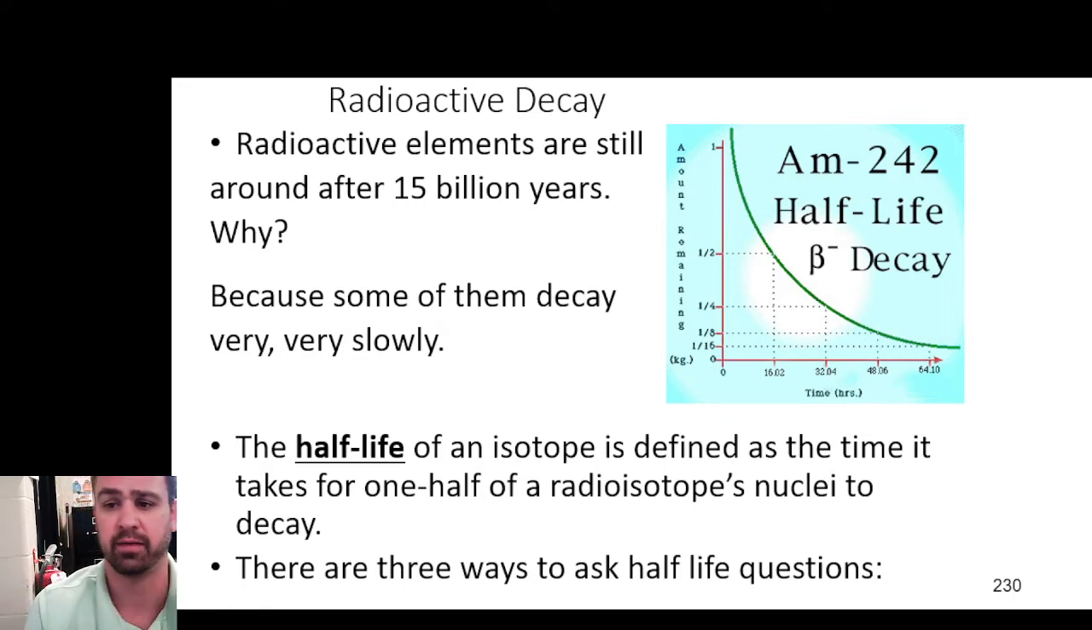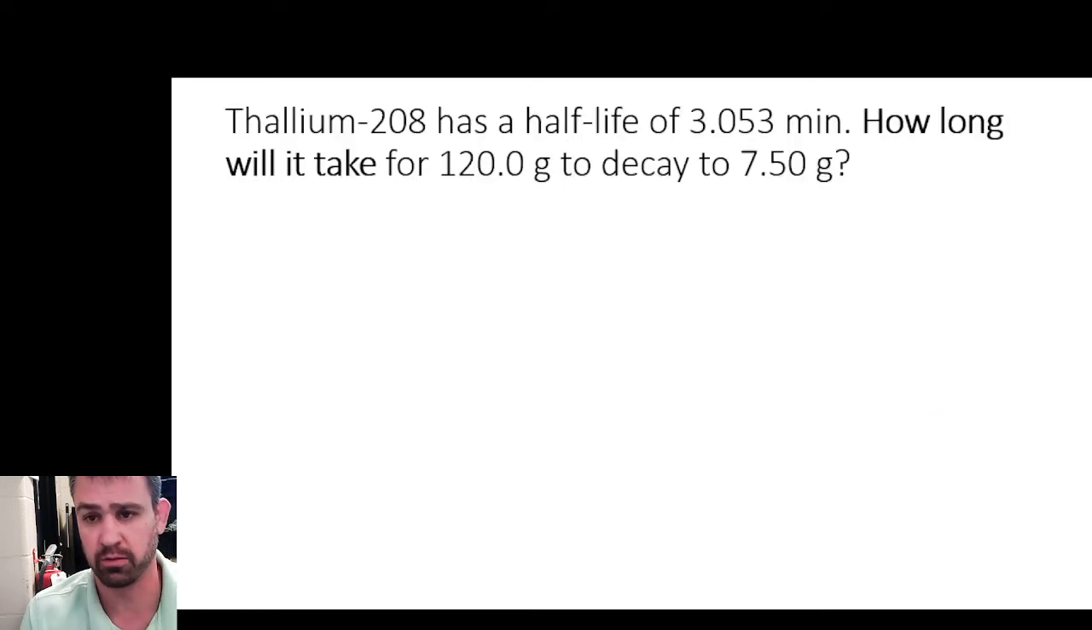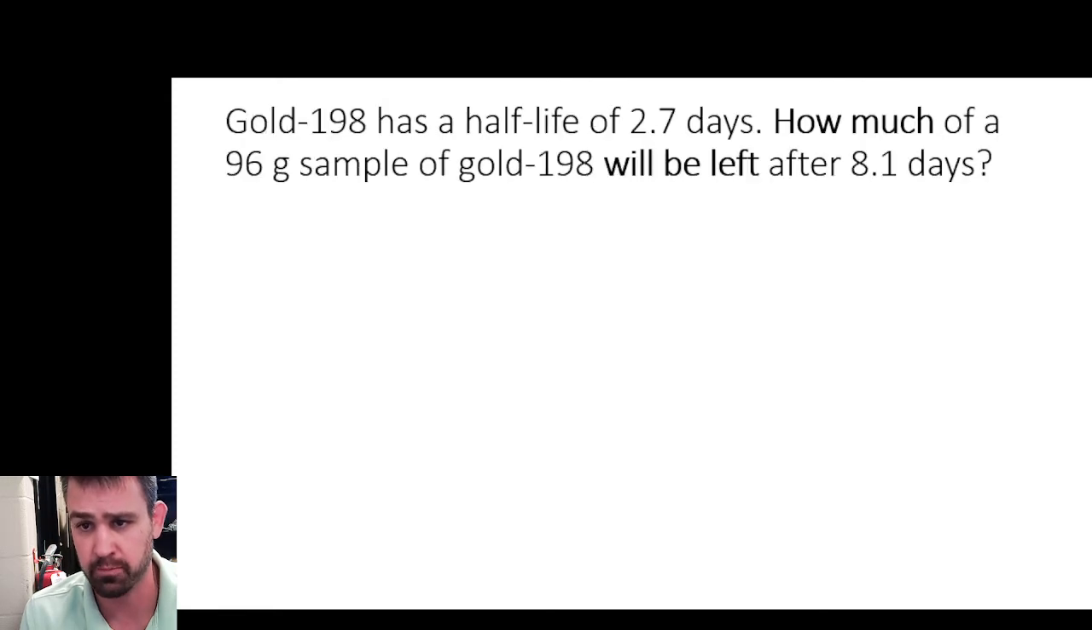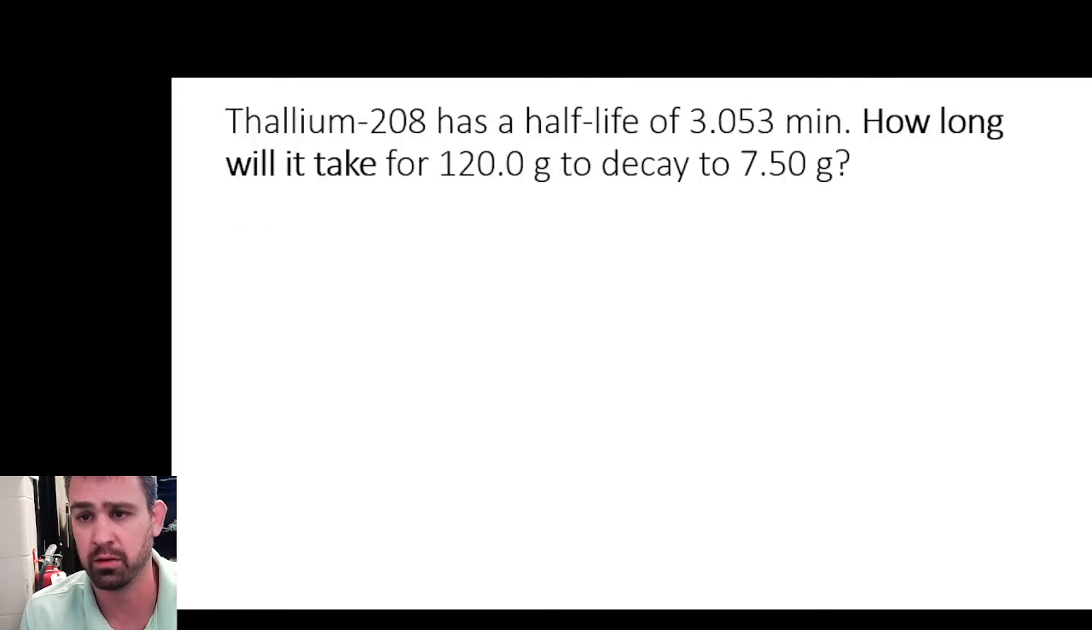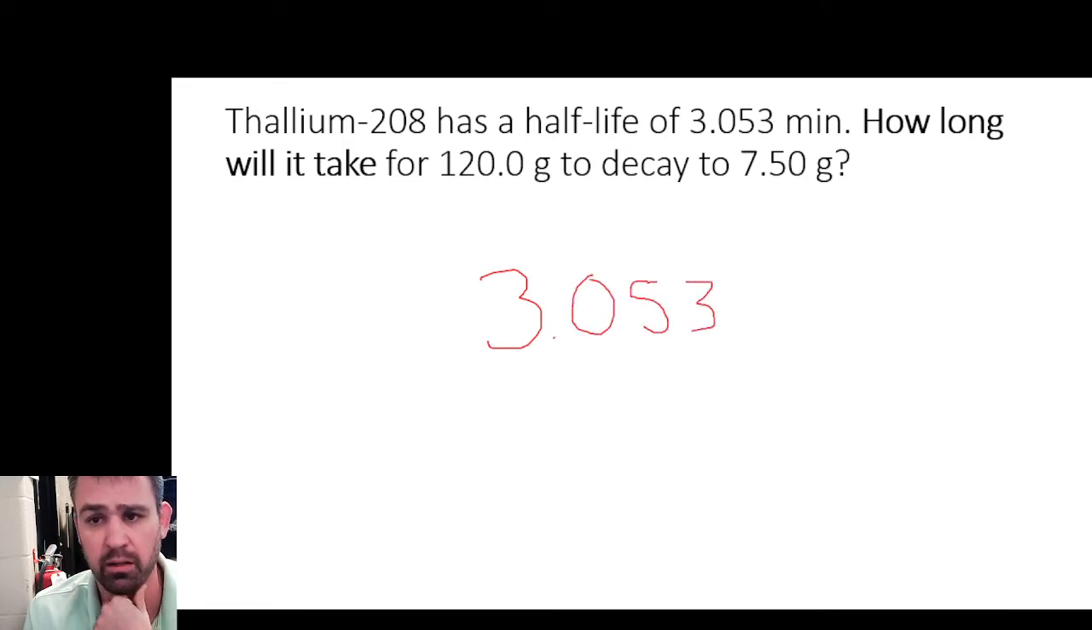Okay? So the half-life of an isotope is defined as the time it takes for 1/2 of the nuclei to decay. There are 3 ways to ask half-life questions. So here's one. How long will it take for 120 grams to decay to 7.5 grams? And then we have all of these other types that you can see. So if thallium-208 has a half-life of 3.053 minutes, how long will it take for 120 grams to decay to 7.5 grams?